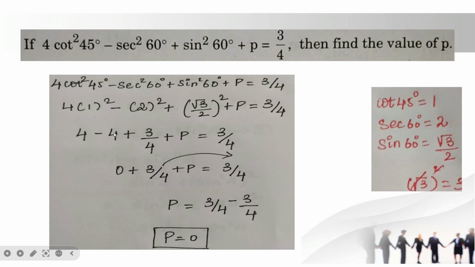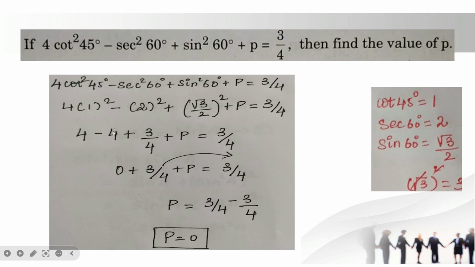Then root 3 the whole square: square and root will get cancelled and 3 will come. Whatever may be the root, if it is root 2 also, it is the same case. Root 2 the whole square means square and root get cancelled, the inside number comes as it is. This square is common for both numerator and denominator. So root 3 square will be 3, 2 square will be 4, plus p equal to 3 by 4.